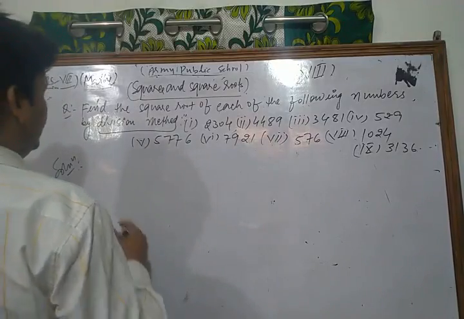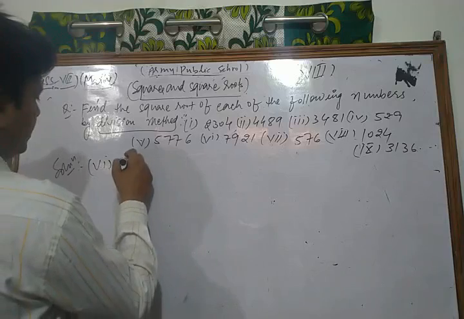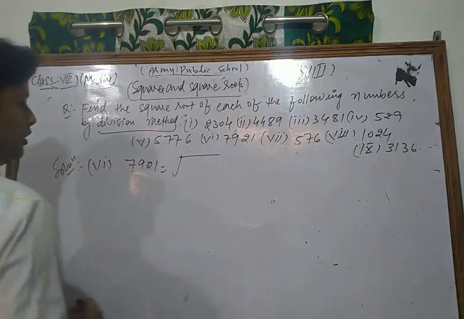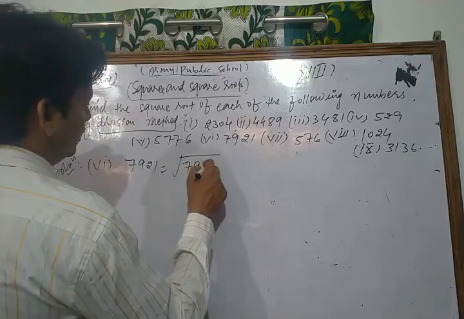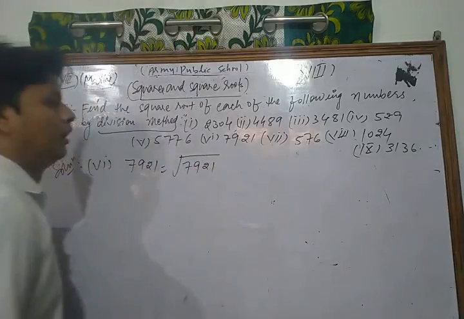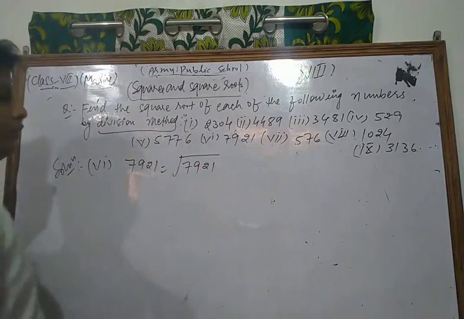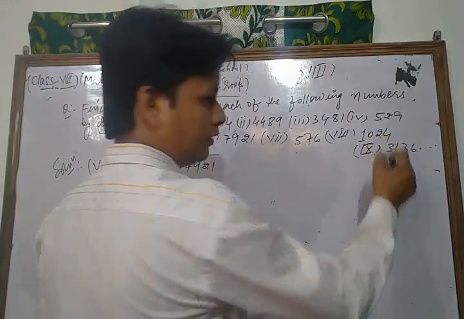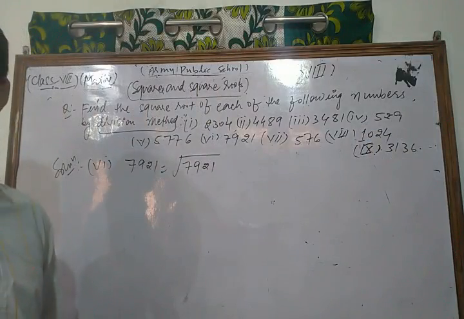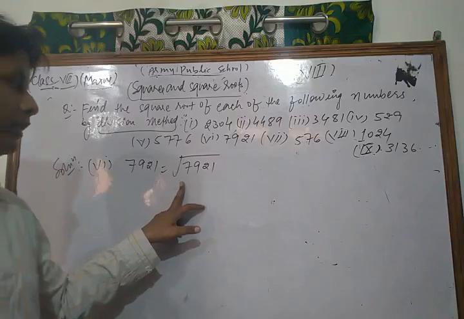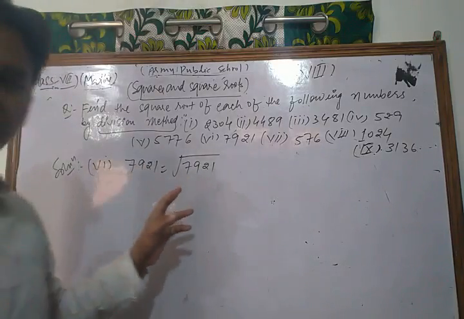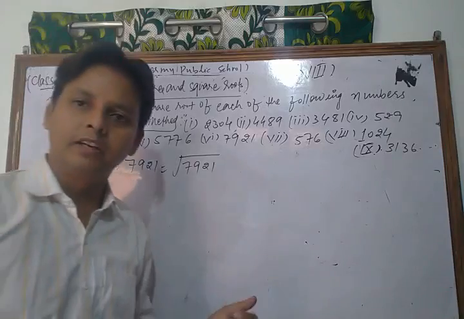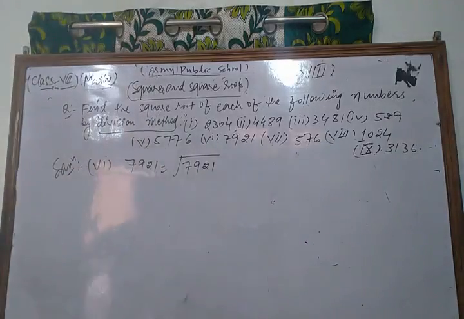Now we take the next part of this question, which is 7921. We find the square root of 7921. For this question, we find the square root of the given number by using the same division method.